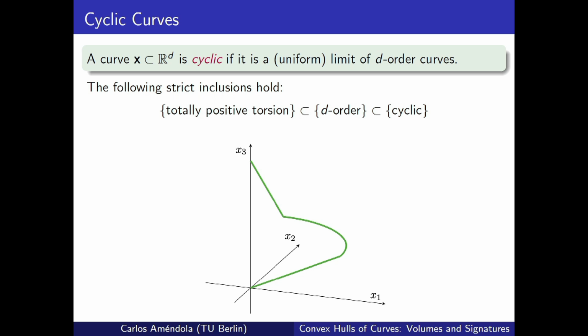And this is an example of a curve that has some line segments that are straight and then curved. So this would be an example of a cyclic curve that's not the order and it's not totally positive torsion, right? Because you can think of the order as already nice because this is a global condition, while totally positive torsion is very local, right? You need to look at the point and look at all the derivatives at a point. And well, maybe the derivatives don't even exist, right? So this is very general.